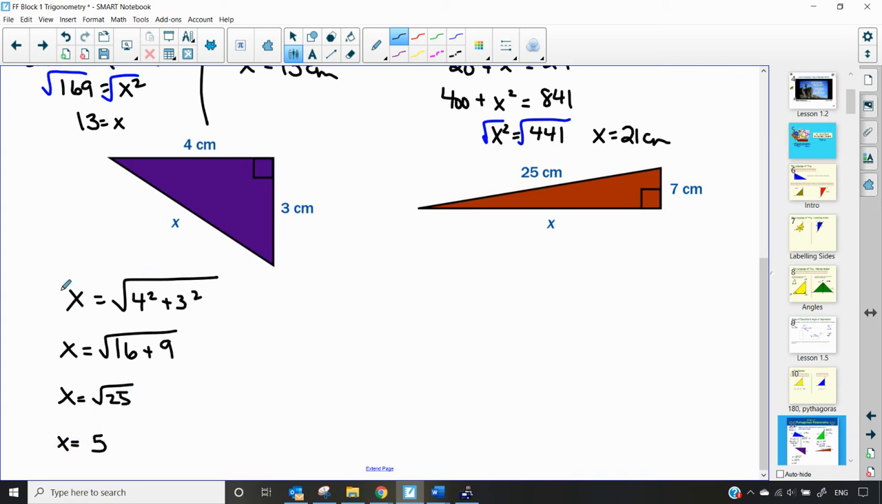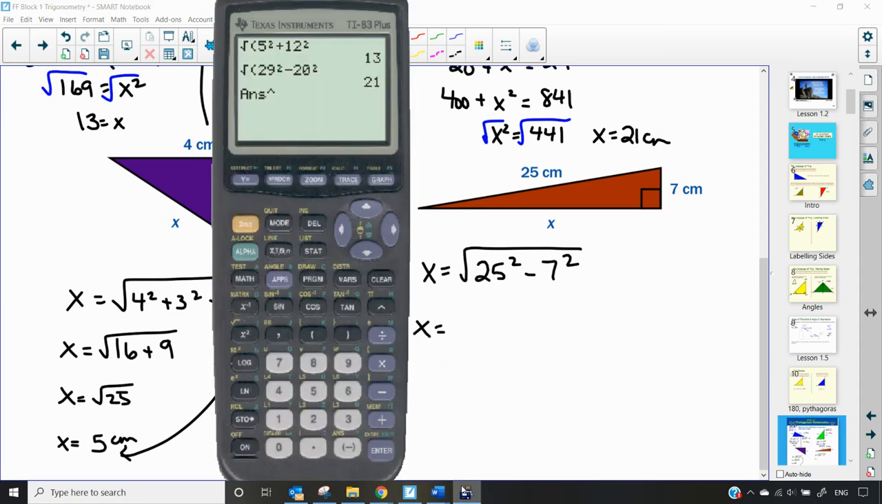You could in your calculator just start with that first step. X equals the square root of 4 squared plus 3 squared and go straight to your answer. So x equals 5 centimeters. Now for our last question here, x equals the square root of 25 squared minus 7 squared. Again, you could write it all out if you choose to, or you can go straight to your calculator.